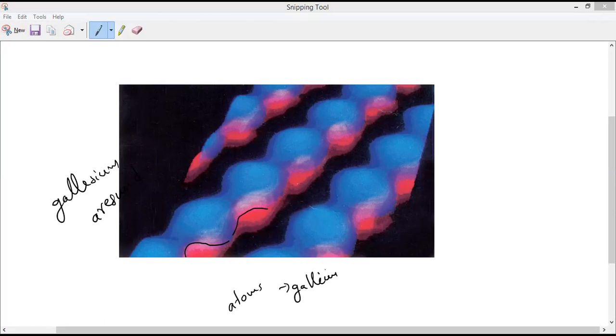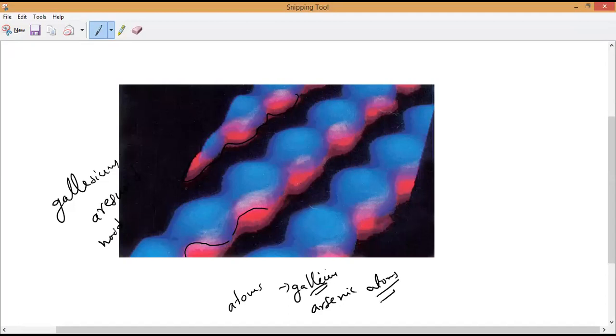Arsenic, arsenic atoms. So that is gallium arsenide. Now, this is the STM structure of gallium arsenide, which is made up of two kinds of atoms. One is gallium atoms, and the other one is what atoms, guys? Arsenic atoms.